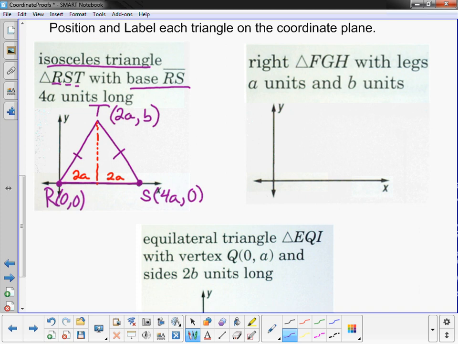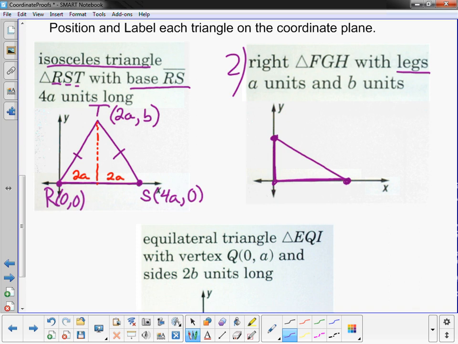Now, let's look at my second problem here. Call it problem 2. It's a right triangle FGH with legs, the sides that make up the right angle, that are A units and B units long. Notice A and B are two separate variables, so I want to make sure I use two different lengths. So I just need to make a right triangle, and the easiest way to do that is to do it right on the axis. I'm going to make one side go that way, one side go this way, and I'm not going to let those two be the same length, and then I'll put the diagonal in.